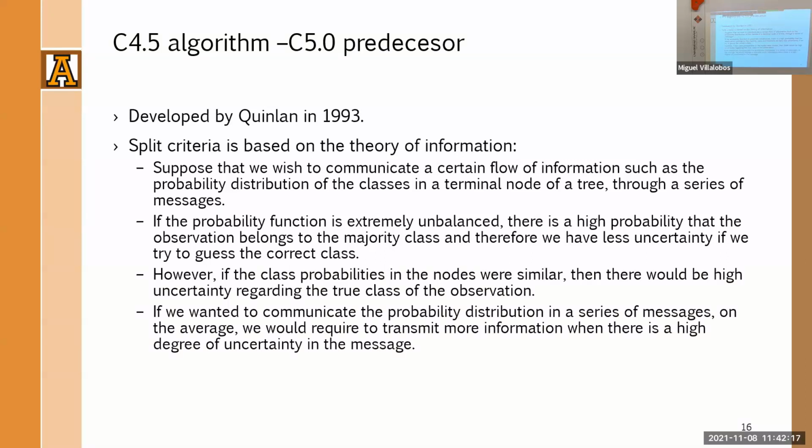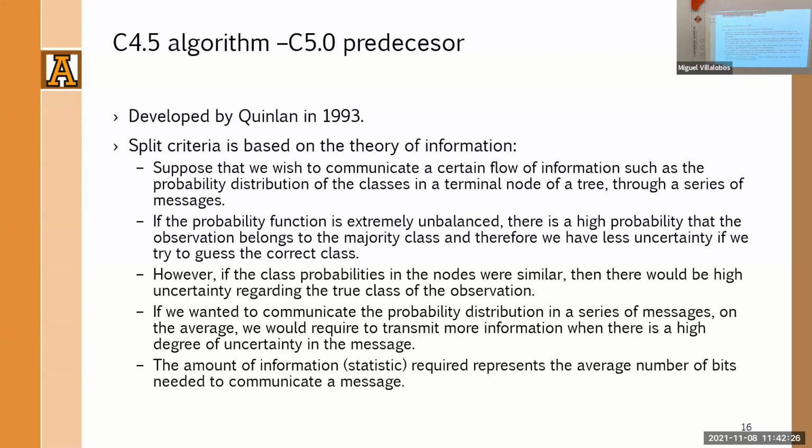So we need to transmit more or less information depending on the balance that may exist between the classes. The amount of information, which comes from telecommunications theory, represents the number of bits needed to communicate the message. So the more bits I need, the more balanced, that means that the classes are very balanced.